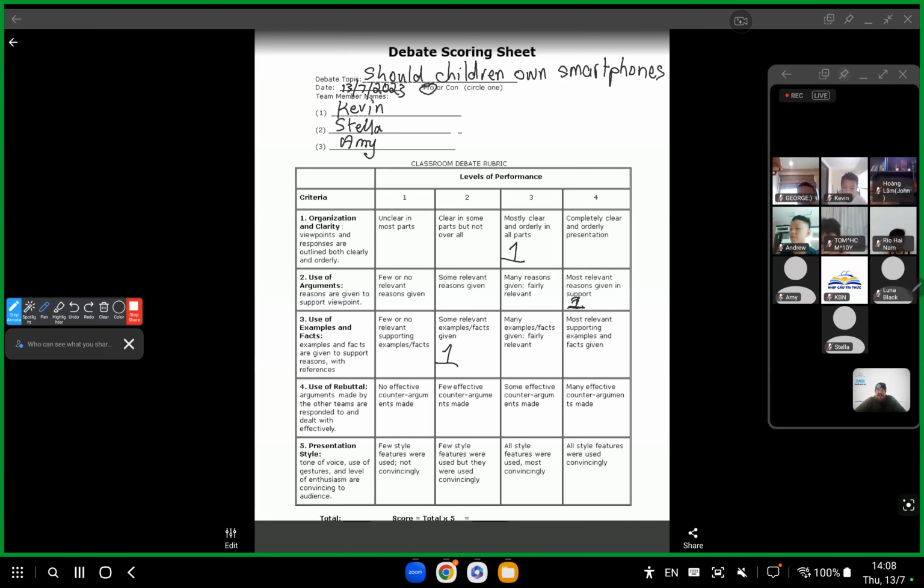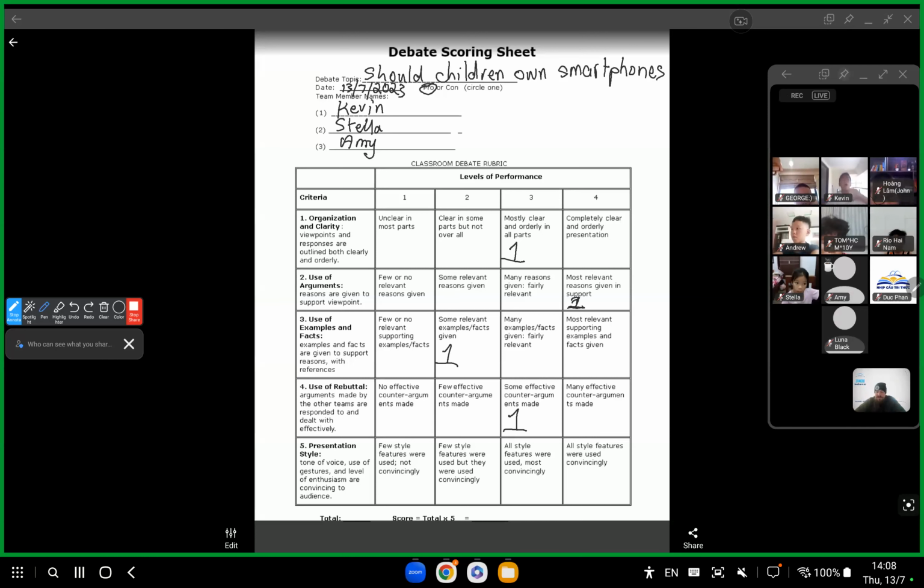And then at some point in the debate, when Kevin needs to give his rebuttals, he might need to argue back against a point made from the other team. And they might say, there were some effective counter arguments made, like most of the stuff the other team said he had an answer for. So they'd give Kevin 3 points there.